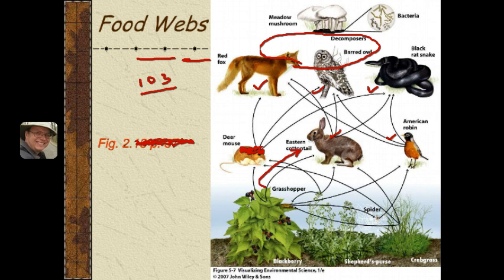Notice down here we have producers, and then right in here we have a lot of primary consumers. Right in here we have some secondary consumers. So it all still makes sense, except now we're looking at it in terms of something that's a little more realistic. We're looking at the ecosystem and the movement of matter and energy in terms of a food web and not just a food chain.